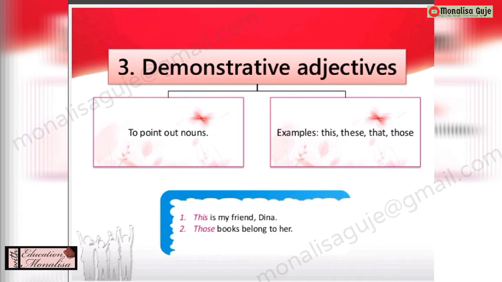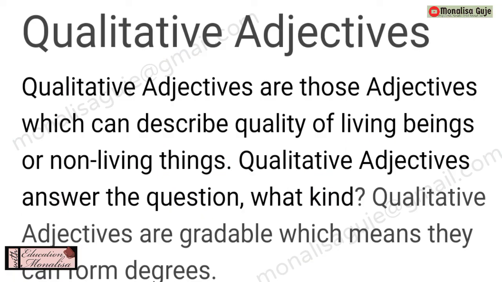Today we have learned three types of adjectives. So that is qualitative, which tells you the quality of something, then quantitative, which gives you the exact number, and the third one is demonstrative, which will point out at the nouns. I hope these three are clear. Copy the definitions and the examples now. Now you have to copy this paragraph and the exercises given.